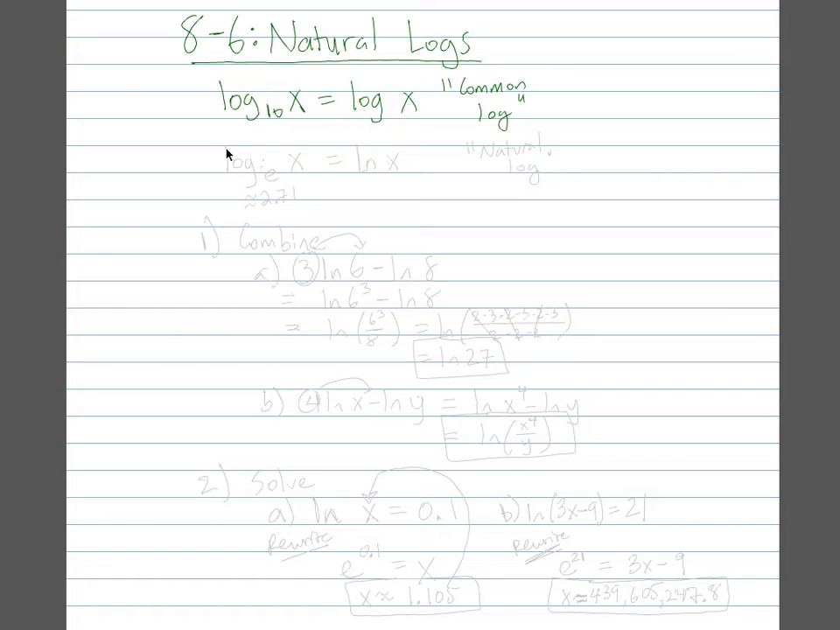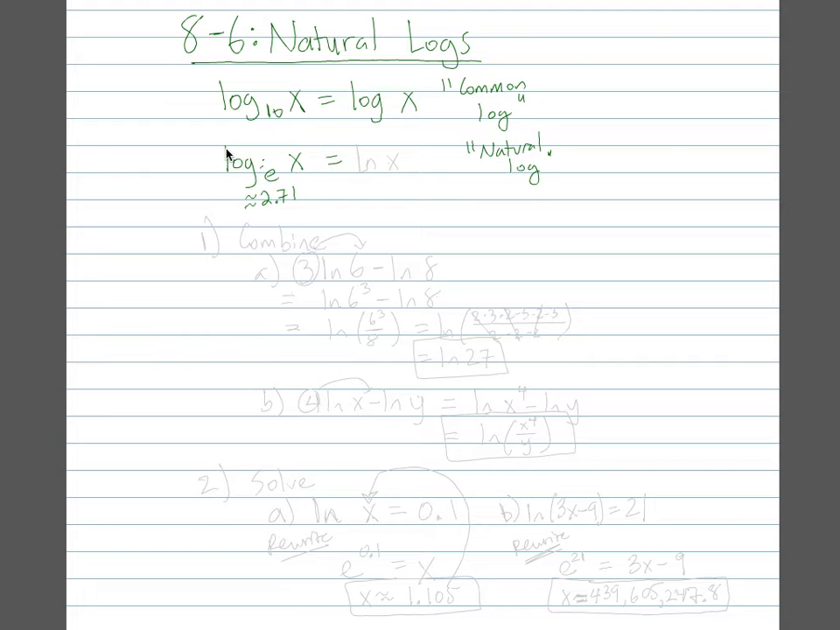Now, what we're learning today is not log base 10. If you ever see log base e of x, that's what we're learning today. That is called the natural log. The natural log, log base e of x. And remember, e is approximately equal to 2.71. It's just a number. It's not a variable.